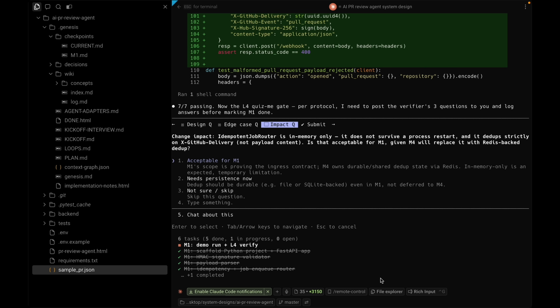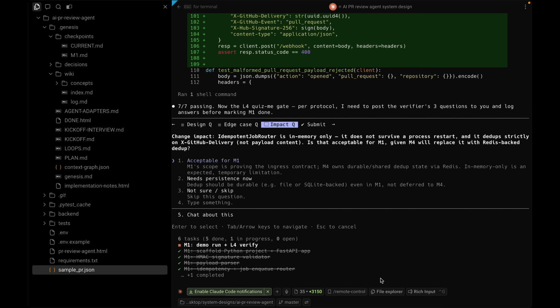Then you have another question, which is change impact. The idempotent job router is in-memory only. It does not survive a process restart, and it dedupes strictly. Is that acceptable for M1, given M4 will replace it with Redis-backed dedupe, which is probably correct? Which means the M1 goal right now is to establish the webhook ingress contract. So what it does is authenticate the requests, validate the required headers and payload coming from GitHub, route the events, and prevent duplicate processing within a single process lifetime.